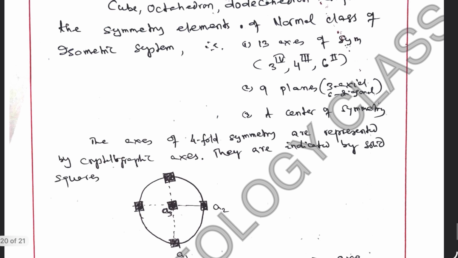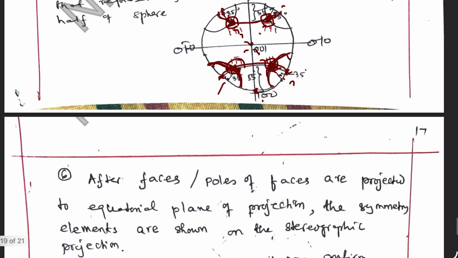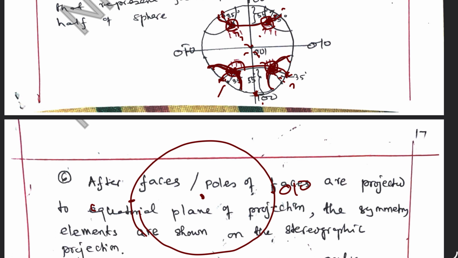Thus we transfer all the faces of the cube, octahedron and dodecahedron to the equatorial plane. So in the equatorial plane we have the face locations like this. This is the 0 0 1 face, the 0 1 0 face. This is the 0 1 bar 0 face. This is the 1 bar 0 0 face. This is the 1 0 0 face. This is the 0 0 1 face.